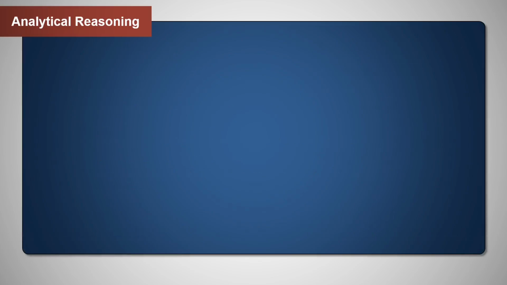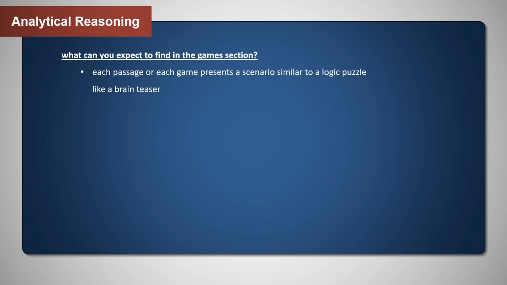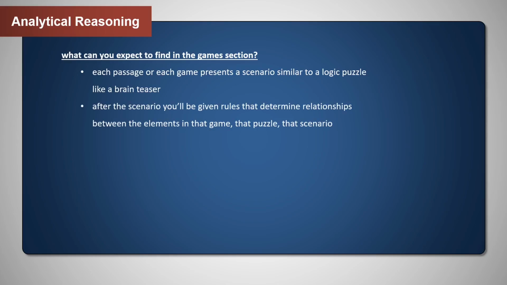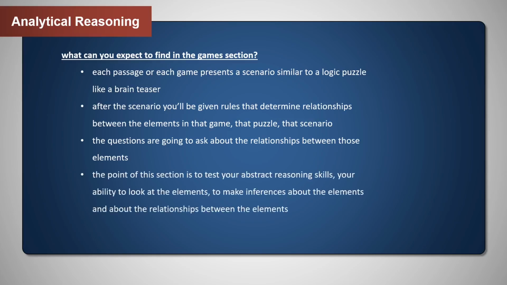Now, what can you expect to find in the game section? Well, each passage or each game presents a scenario, and that scenario is similar to a logic puzzle, like a brain teaser. And after this scenario, you'll be given rules that determine relationships between the elements in that game. The questions are going to ask about the relationships between those elements. So the questions deal with those logical relationships. The point of the section is to test your abstract reasoning skills, your ability to look at the elements and to make inferences about the elements and about the relationships between the elements.